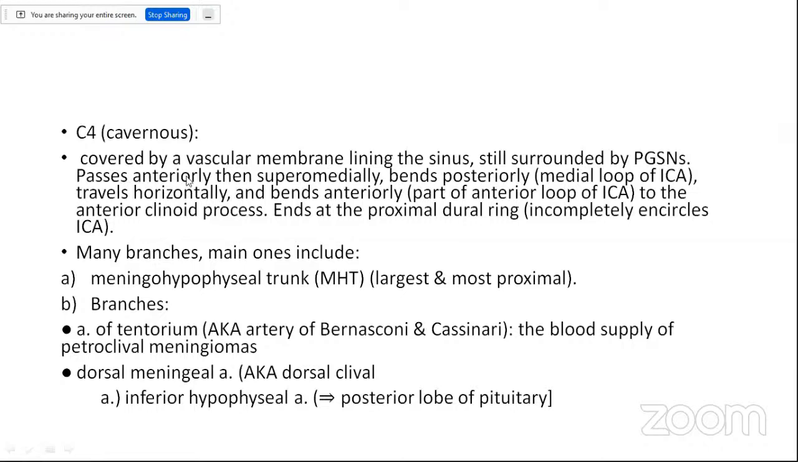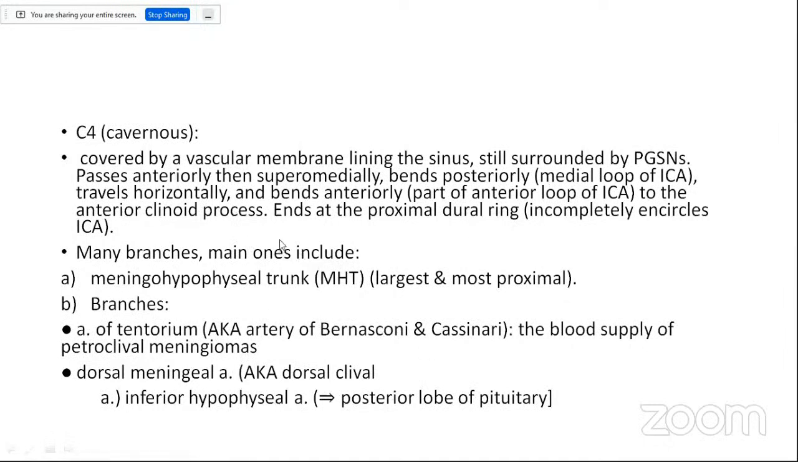So the cavernous segment is covered by a vascular membrane lining the sinus, and it is still surrounded by the postganglionic sympathetic nerves. It passes anteriorly, then superomedially, then bends posteriorly. This is the medial loop of the ICA. Then it travels horizontally, bends anteriorly. This is part of the anterior loop of the ICA, and this is in relation to the anterior clinoid process. And then as we have already discussed, it ends at the proximal dural ring.